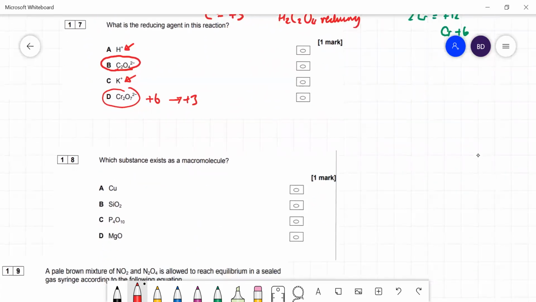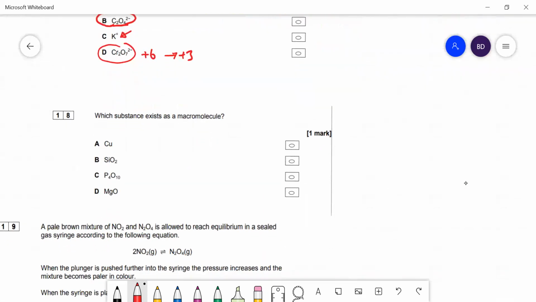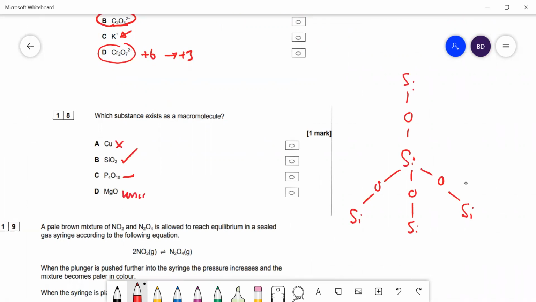Which substance exists as a macromolecule? So a giant covalent molecule, well, it's obviously not copper. This one we should recognize. Silicon dioxide is a giant covalent molecule. It's like diamond, don't forget. You've got your tetrahedral silicon, and then each one of those is joined onto another silicon, and so on. You remember that? That's kind of GCSE as well. That one is going to be a small covalent molecule, and magnesium oxide is obviously ionic. So B is the answer there.